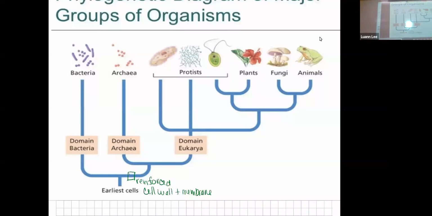The first characteristic that distinguishes the domain bacteria from the domains archaea and eukarya is that their cell membrane and their cell wall were reinforced. That helps the archaea do what that you learned in the video that these guys can do that these guys can't.